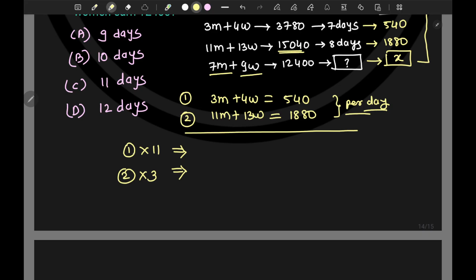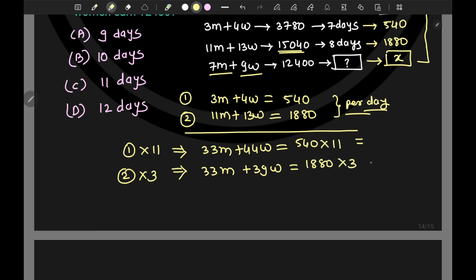Okay, so multiplying the first equation by 11, so 11 into 3, so 33m plus 44w is equal to 540 into 11. And here I have to multiply it by 3, so again 33m plus 39w is equal to 1818 into 3.